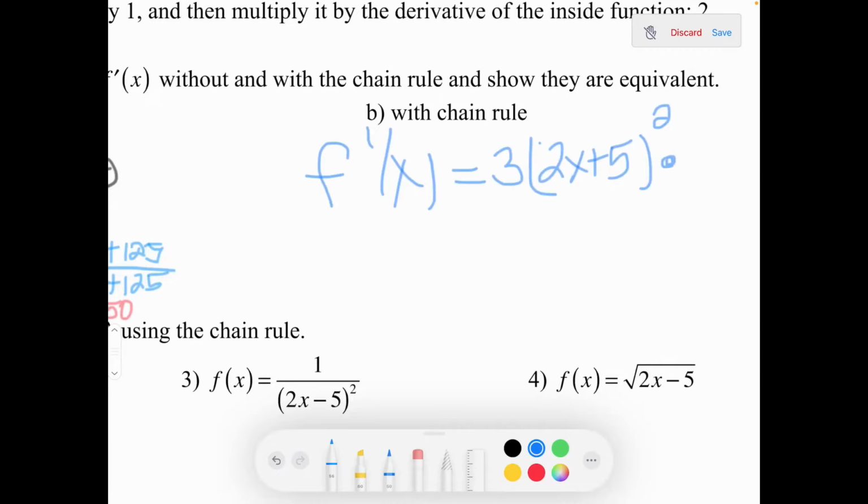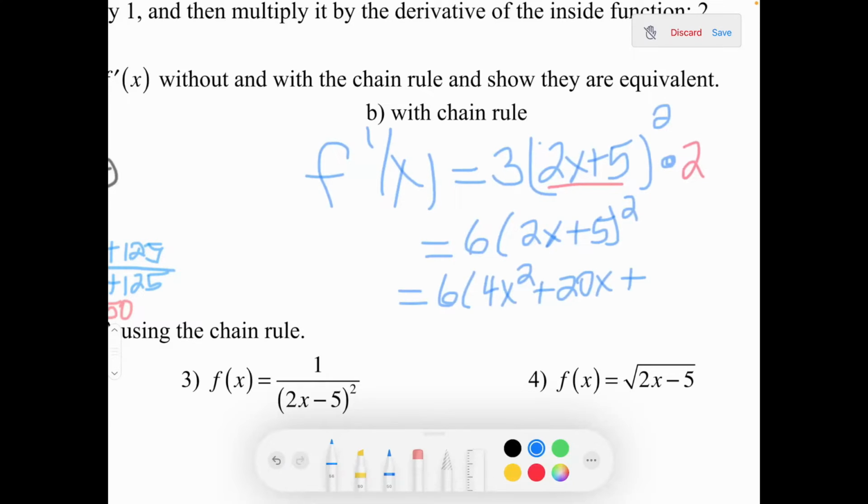And then we have to multiply that by the derivative of the inside piece, the derivative of the 2x, which is 2. And then we multiply the 3 and the 2 together, we get 6 times 2x plus 5 squared. 2x plus 5 squared is 4x squared, 2 times 5 is 10, we have 2 of those, and 5 times 5 is 25. We multiply those together. 6 times 4 is 24x squared. 6 times 20 is 120x. And 6 times 25 is 150.